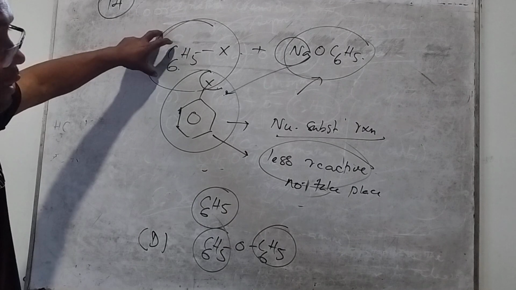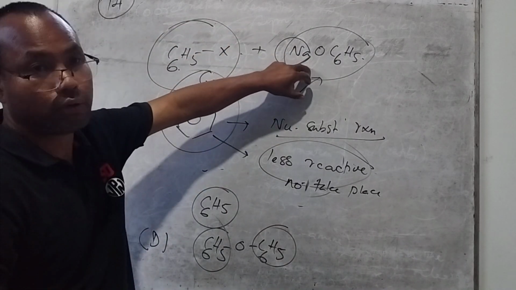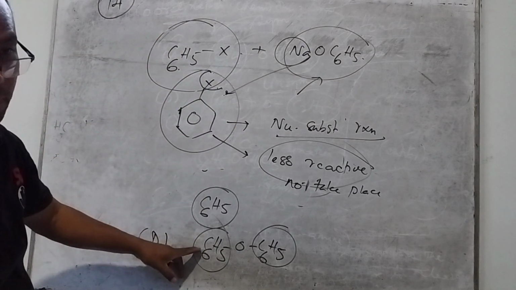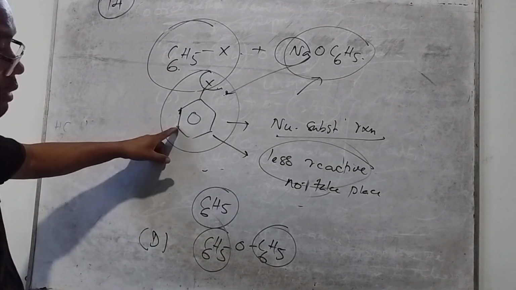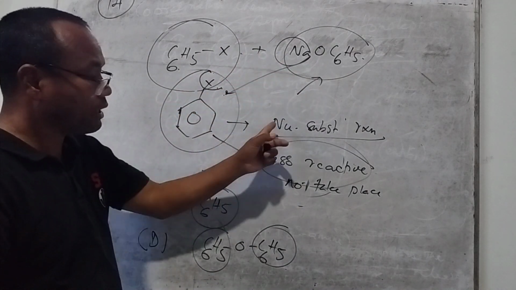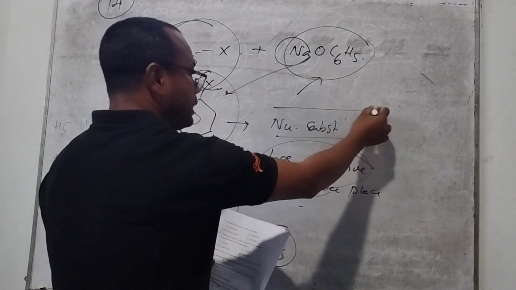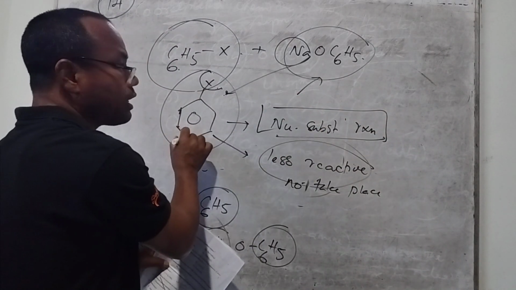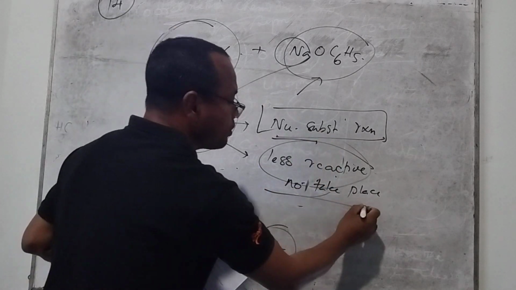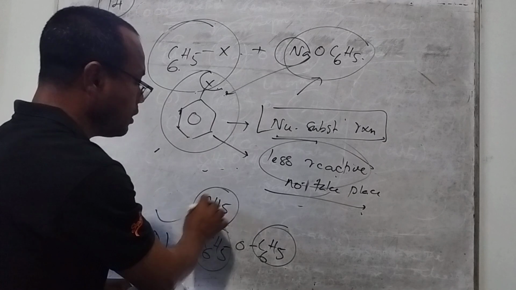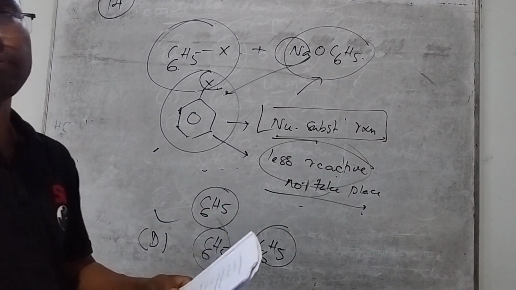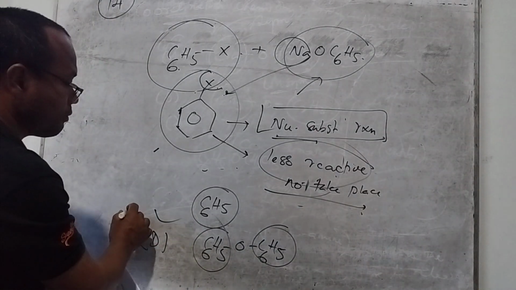Therefore, when choosing this compound, no doubt it can be used. But if we use this other compound, there's no reaction with it because the reaction follows the nucleophilic substitution reaction. So this haloarene is less reactive towards the nucleophile, so no reaction takes place. So this option number D is not possible for the preparation.